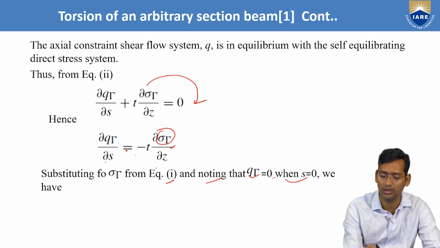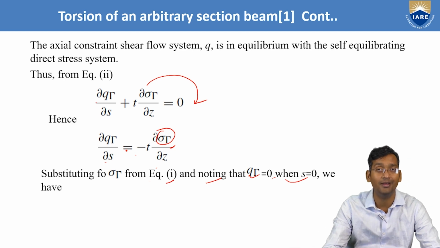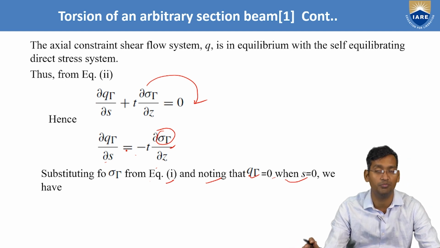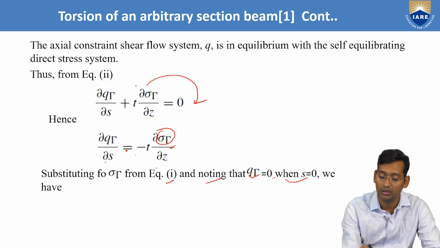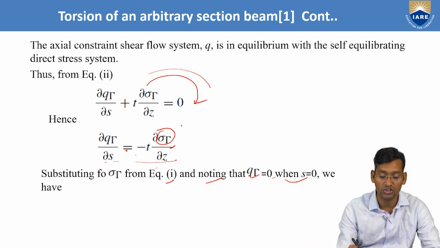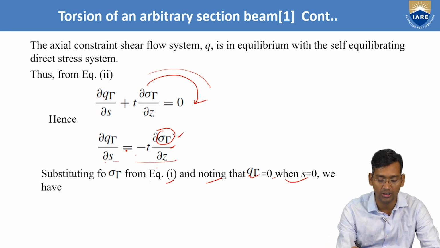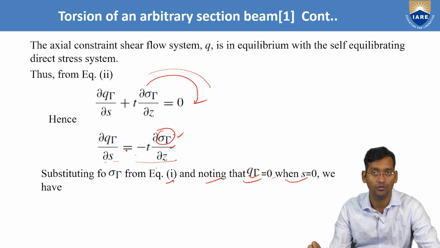Now from the same again, this one, del Q tau by del S plus T del sigma tau by del Z equals 0 for equilibrium. Now what happened? Just take this to this side, so that becomes the minus. Now we just found sigma tau, substitute here and then differentiate that one. Substituting sigma tau from equation 1 and noting that Q tau is 0 when S is 0.